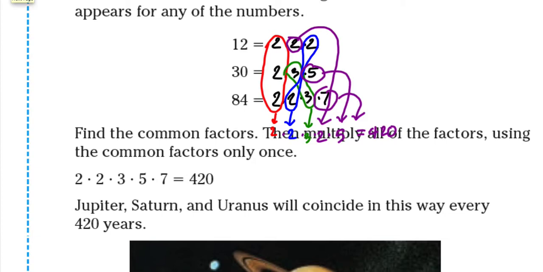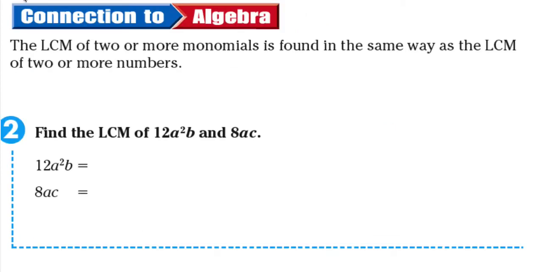Let's take a look at example number 2 and see how this is connected to algebra. The LCM of 2 or more monomials is found in the same way as the LCM of 2 or more numbers. Let's say we want to find the LCM of 12a squared b and 8ac. Okay, remember what a monomial is. A monomial is a number, a variable, or a product of numbers or variables. It's going to always pop out in future lessons.